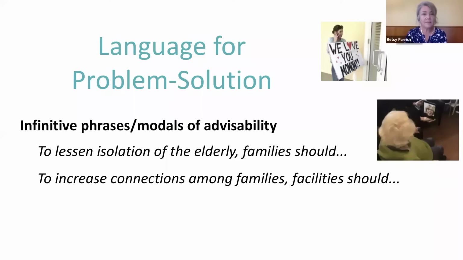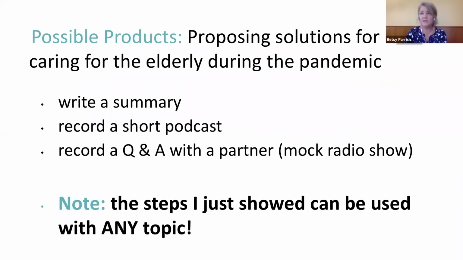All right, so some possible products for this one. There are a lot of different products, but here are some that I would suggest. They could write a summary, and some students could do that with a paragraph frame and some without, but they could also record a short podcast, okay? And they could record, like I said, this was my idea before, a Q&A with a partner, pretending it's a radio show where they ask each other questions like, what have you noticed about who's been most affected by the pandemic? And then they share their ideas. And this could be like a round table, where a group of 4 or 5 students could do this together.